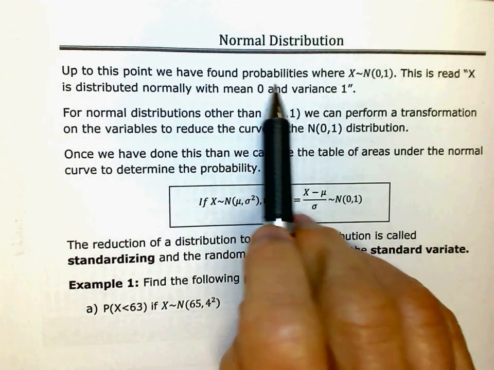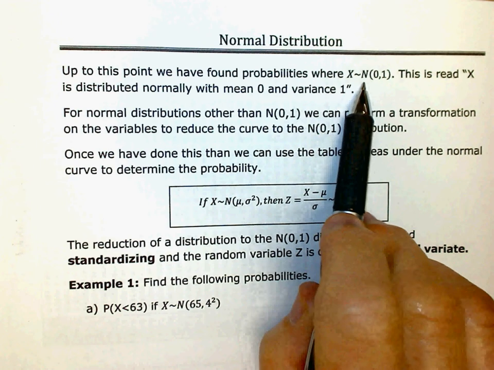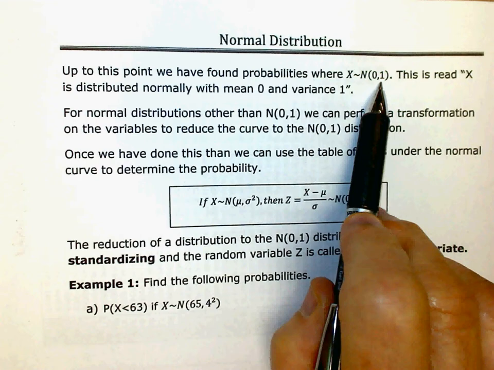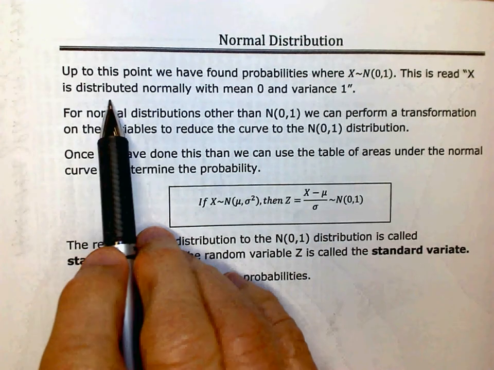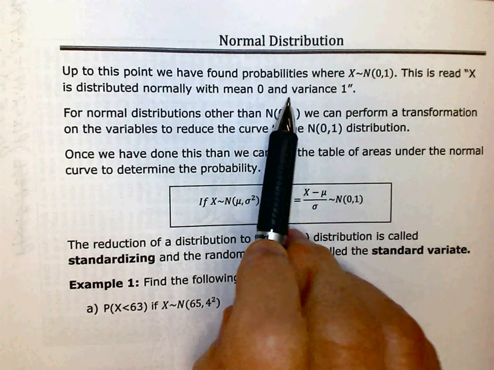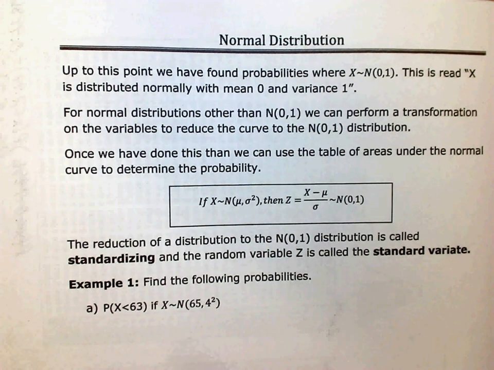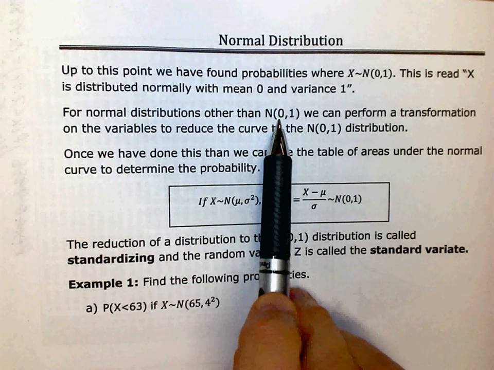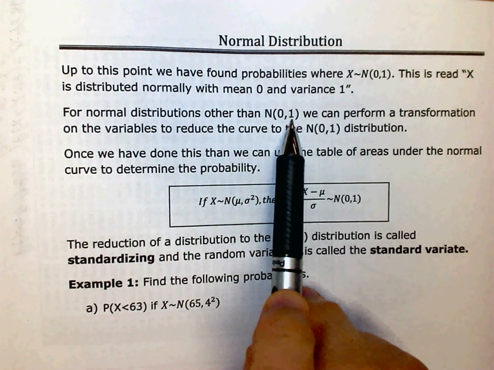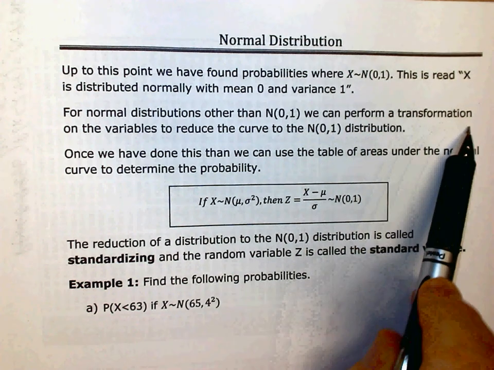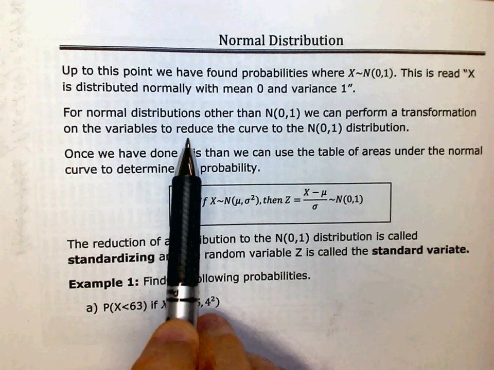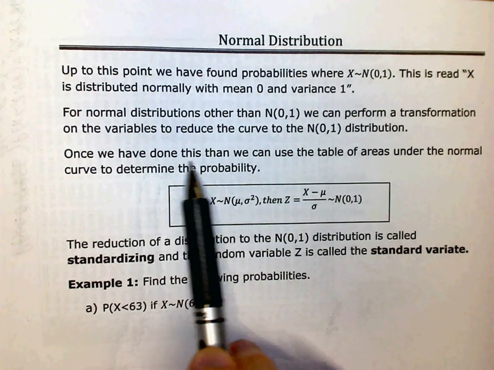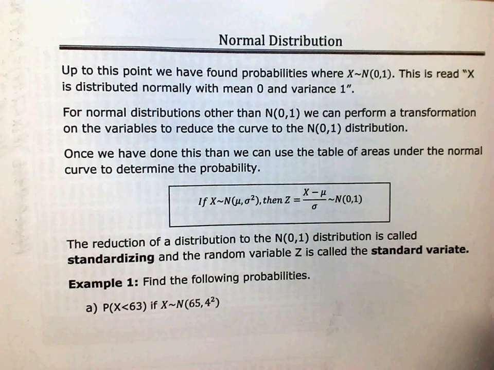To this point, we have found probabilities where x varies normally when the mean is 0, the variance is 1, or the standard deviation is 1. This is read: x is distributed normally with the mean of 0 and variance of 1. For normal distributions other than this, where the mean is not 0 and the standard deviation is not 1, we perform a transformation on the variables to reduce the curve to this distribution. Once we have done this, we can use the table of values.